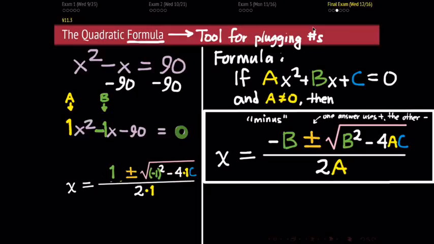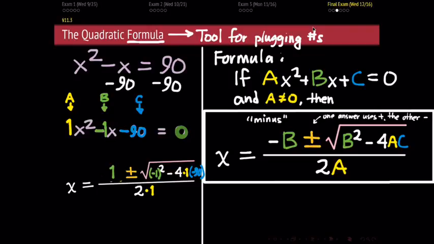Because what is c in this example? -90. C stands for constant, if you like. It's the term that has no x in it in our quadratic expression on the left-hand side. And so c is -90. And so in my formula, in my little template, I'm going to multiply by -90 over here, where we used to have a c.